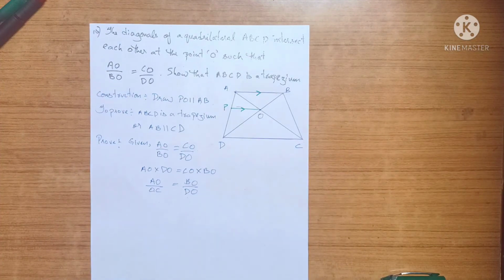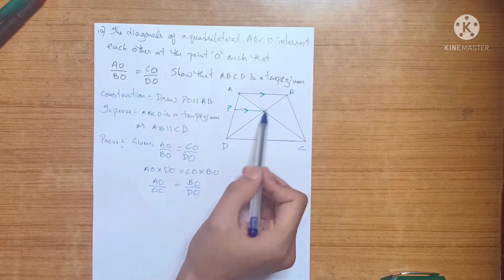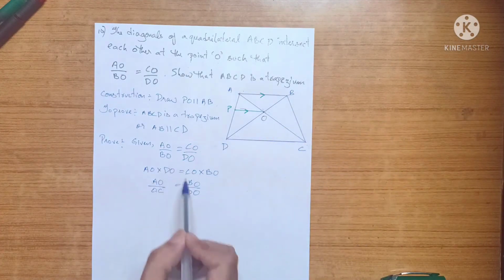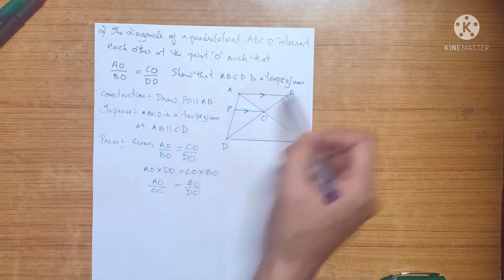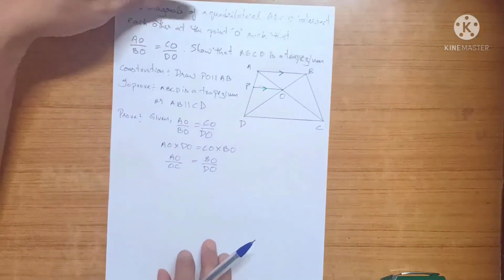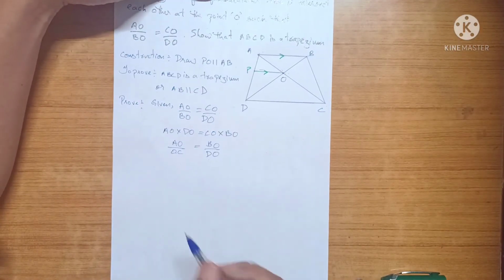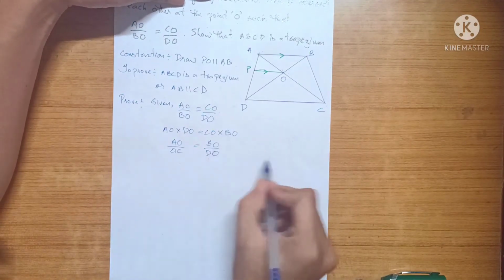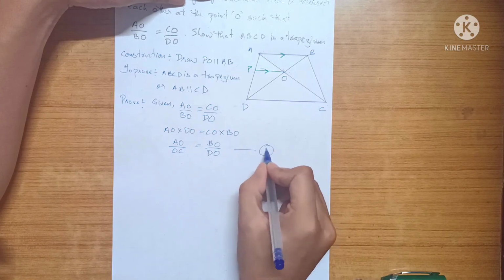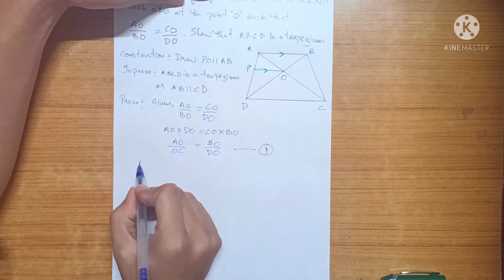What they have given in the question is AO by BO. It's like half of part of the diagonal on one side, right? So you have to make it the whole diagonal on one side, the whole diagonal on one side. Okay, once you have done that, up to here we'll mark it as equation 1.